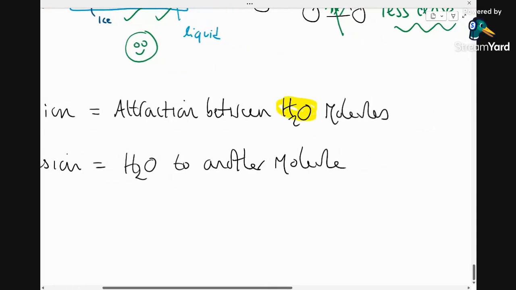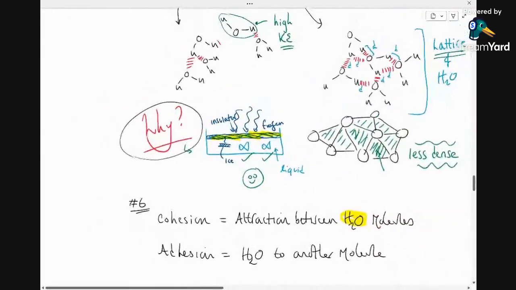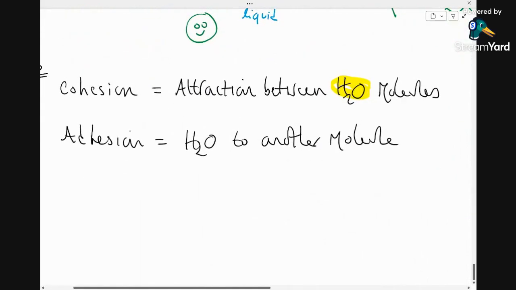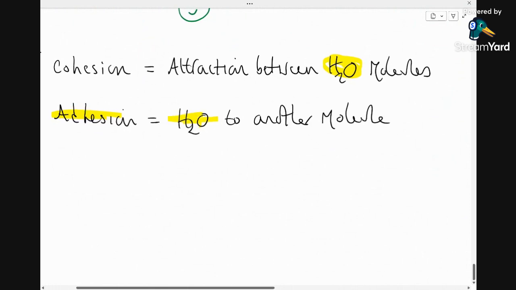So attraction between water molecules, as you can see here, via hydrogen bonding, is known as cohesion. You adhere to something when the water molecule is attracted to something else. So typically, if you had a beaker of water like this, you would have cohesion between two water molecules here. That's cohesion.